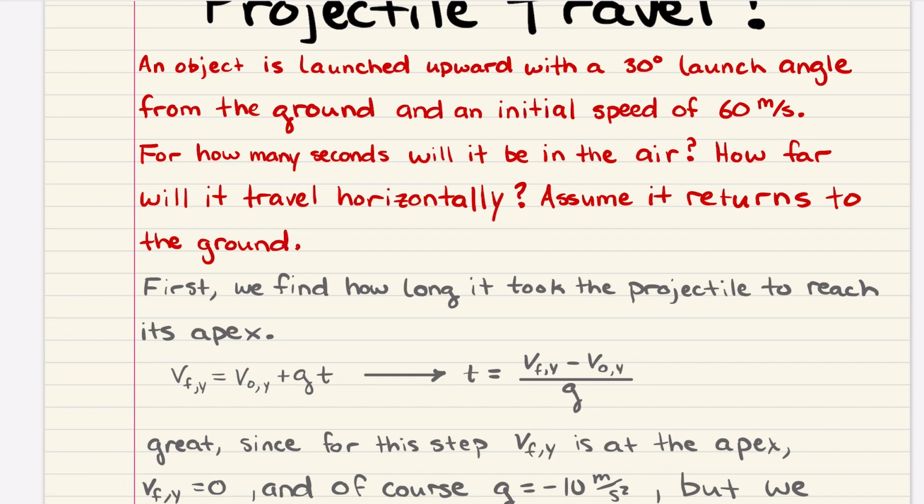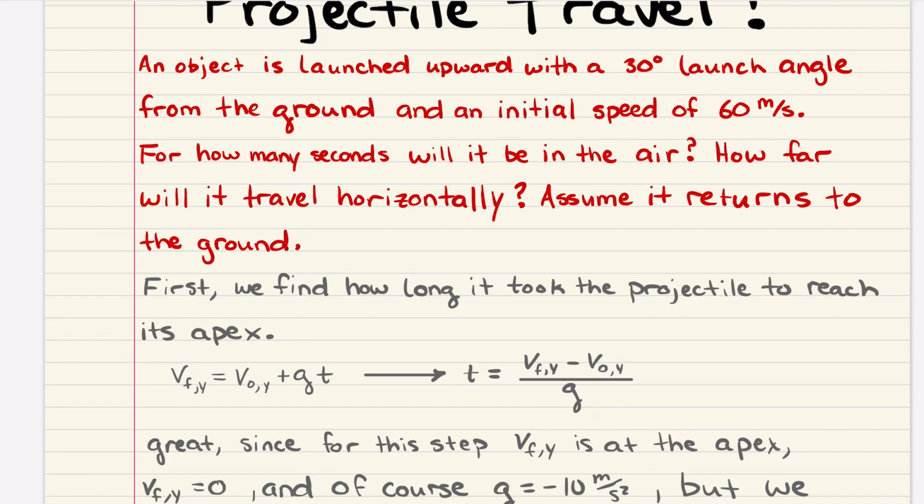That said, if we can figure out how much time it took for an object to reach its apex, if we just multiply that by 2, then we have the total time that it took the projectile to reach back to its initial position in the y direction. That said, we're going to go ahead and use Big Five relationship number 2. V final is equal to V initial plus AT, where A is just G. I'm going to rearrange it for time because we're looking for time.